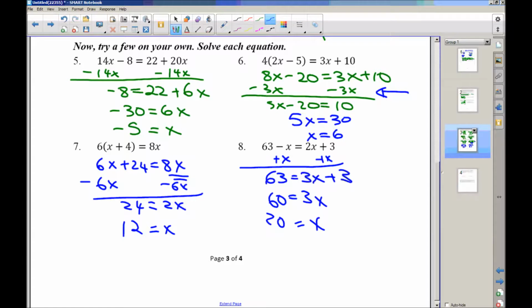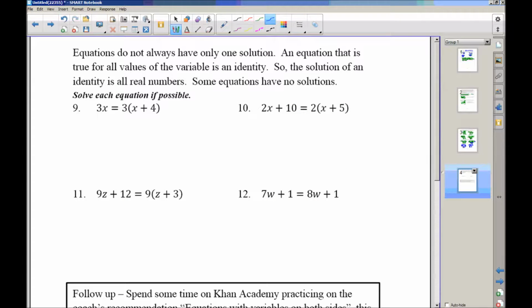Now once again, you could have done minus 2x on both sides and you end up with a negative reaction to both sides. Or when you're done solving, you get the same answers. All right, equations do not always have one solution. An equation that is true for all values of a variable is called an identity equation. And it just means that both sides of the equation are really the same. So the solution of an identity equation is all real numbers. And sometimes equations have no solutions at all.